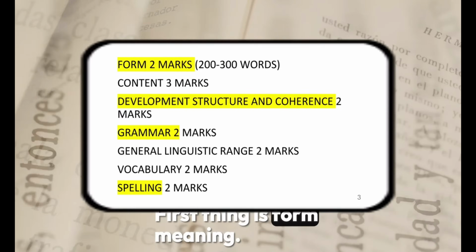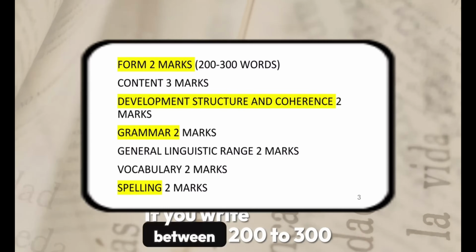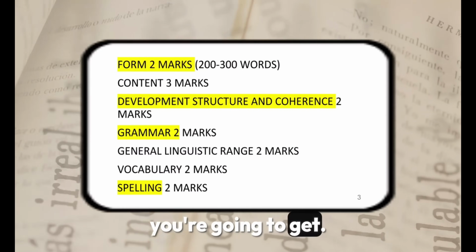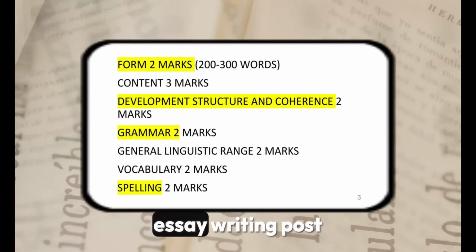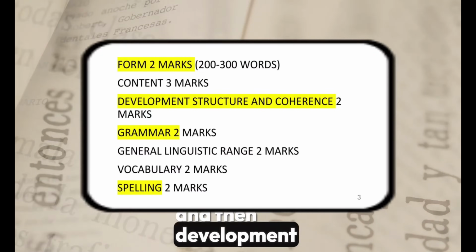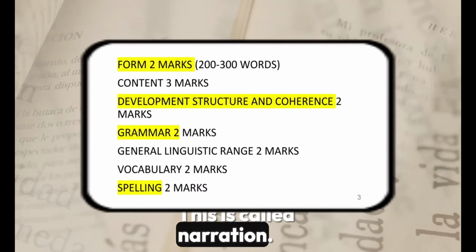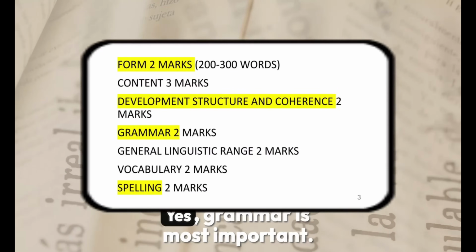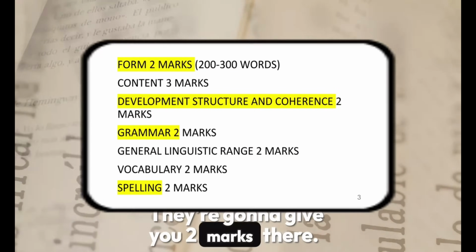First thing is form, meaning if you write between 200 to 300 words, you're gonna get 2 marks straight away towards your essay writing. Post that, Pearson says content is 3 marks, and then development, structure and coherence. This is called narration. This is 2 marks. Grammar, yes, grammar is most important. They're gonna give you 2 marks there.